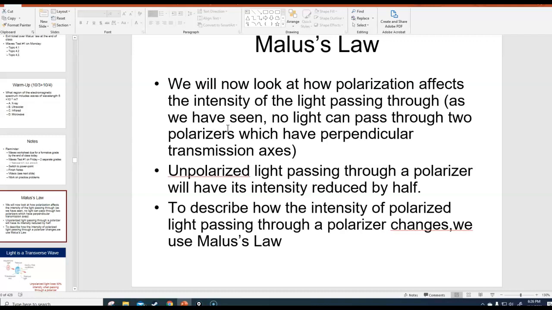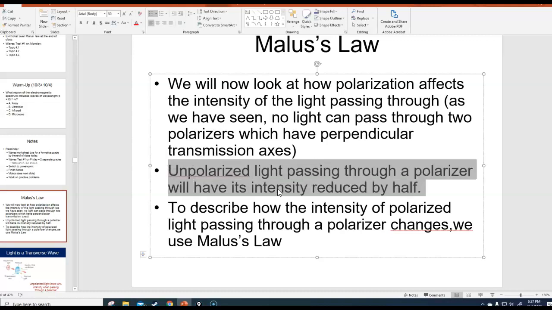Now, to mathematically describe that, we have what's called Malus's Law. Before we talk about Malus's Law, something that has nothing to do with Malus's Law really, but just a fact that you need to know is this: unpolarized light that passes through a polarizer will have its intensity reduced by half. Now you're about to see Malus's Law. That's one of the equations given to you in the data booklet. The fact I just said has nothing to do with Malus's Law. This is just something that you need to make sure that you're aware of.